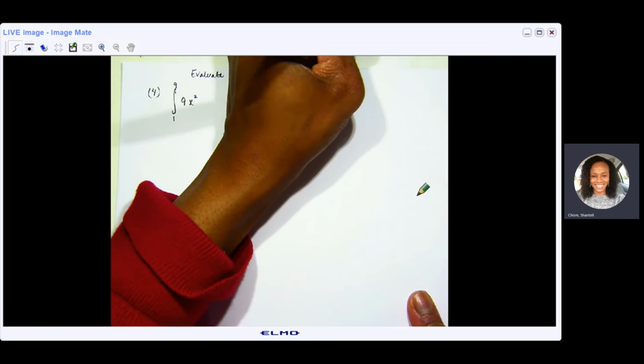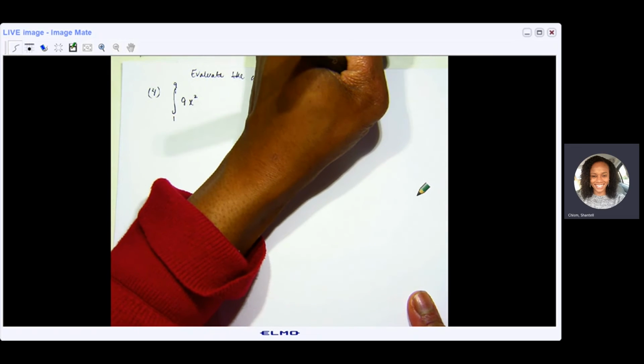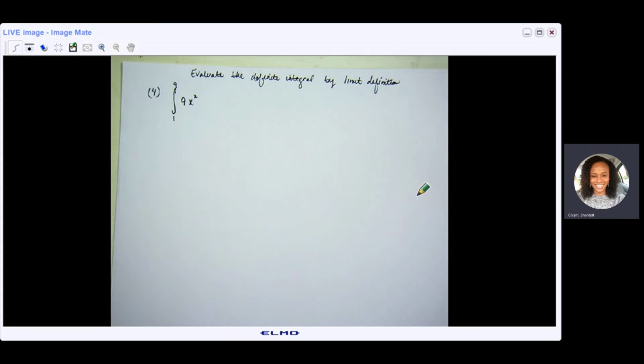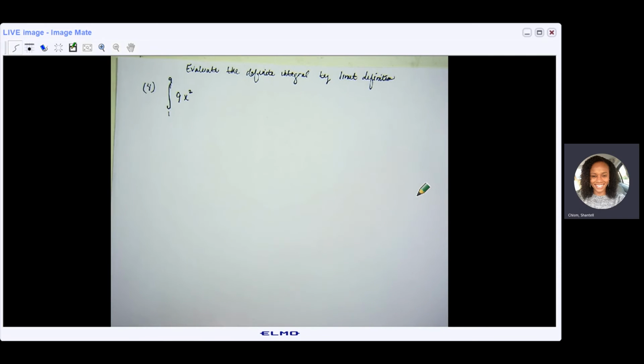By limit definition. And of course, there's going to be a faster way to do these definite integrals in just a little bit, especially when we get to 5.4. But I'm just showing you the way to evaluate it using the limit definition right now, since that's what it says.